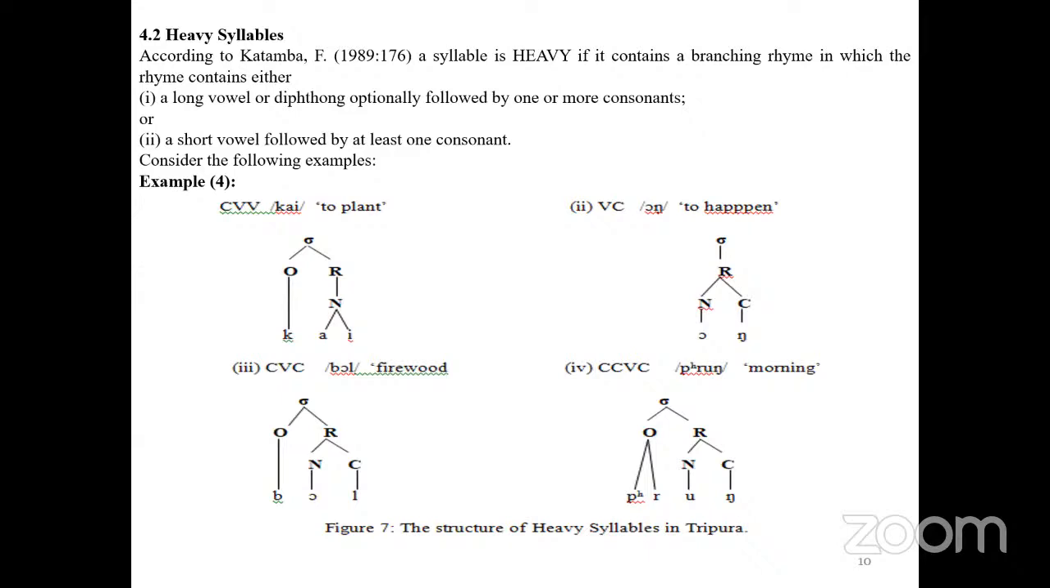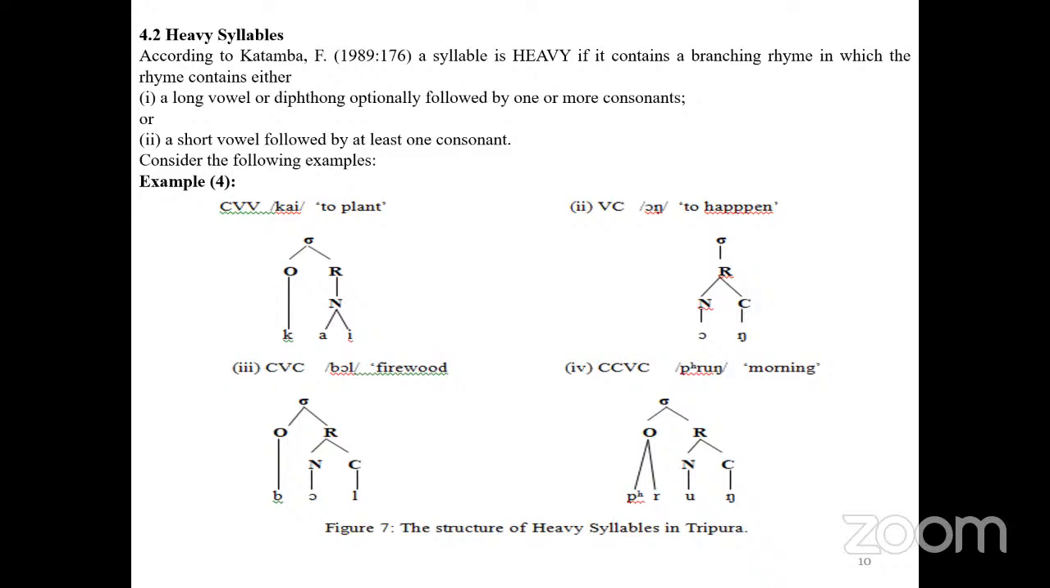Heavy syllables. According to him, a syllable is heavy if it contains a branching rhyme in which the rhyme contains either a long vowel or diphthong, optionally followed by one or more consonants, or a short vowel followed by at least one consonant. So here I have given the examples of the heavy syllables.